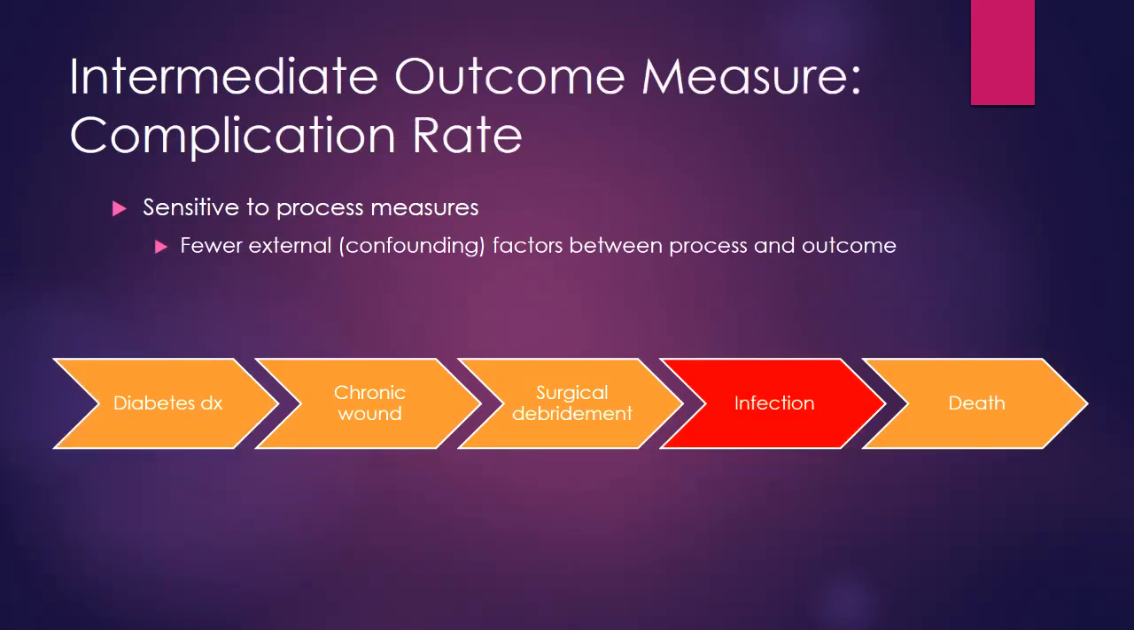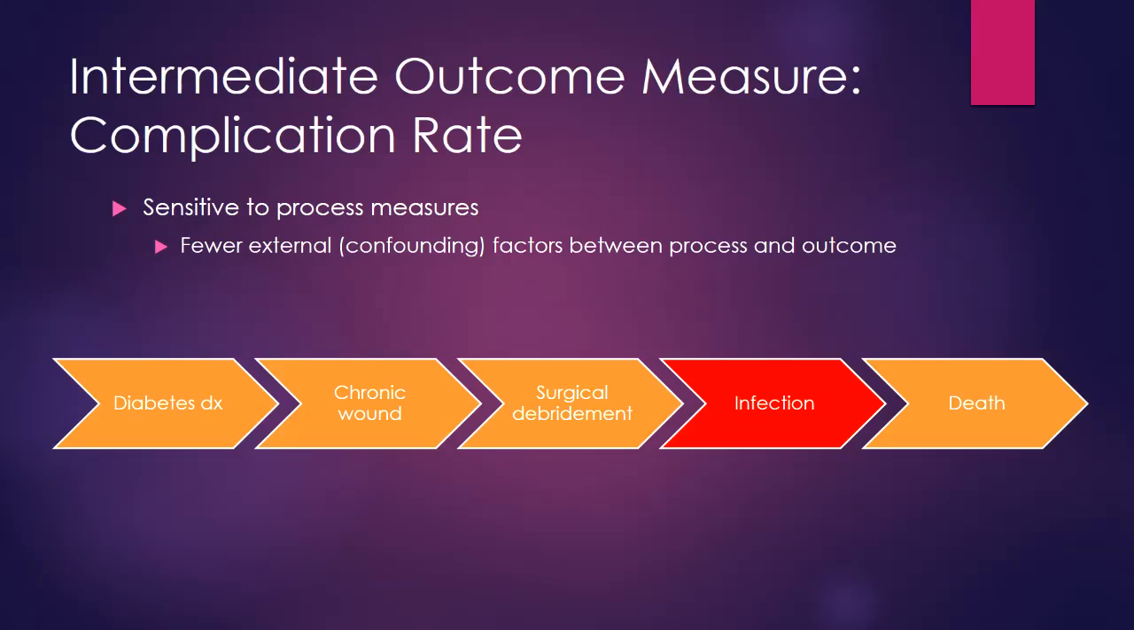And then, as we said, there are these two kinds of outcome measures, intermediate and terminal. So a complication rate is an example of an intermediate outcome measure. If we're still thinking about chronic diabetes-related wounds, this figure here shows one potential trajectory of how this would work. So someone is diagnosed with diabetes. At some point thereafter, they develop a chronic wound. They ultimately need surgical debridement of that wound. And then they develop an infection after that surgical debridement. So the complication of the surgical debridement is infection.